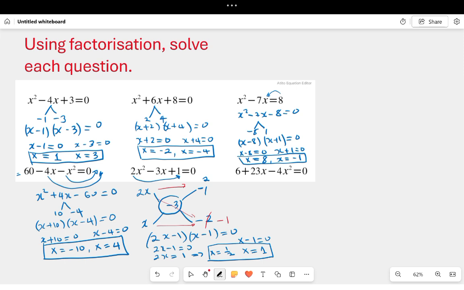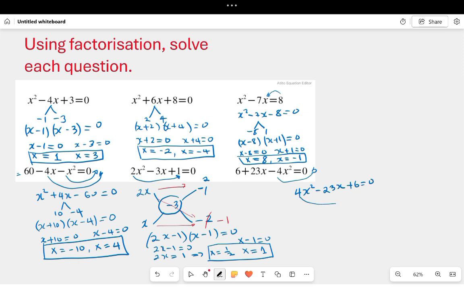Now finally, the last question is this. We are going to reorganize so that we begin with 4x squared. So we are going to have 4x squared, and then moving positive 23 to the other side is going to be minus 23x plus 6 is equals to 0.